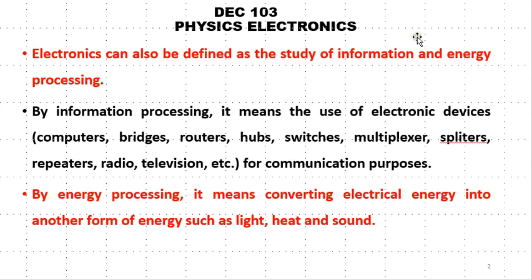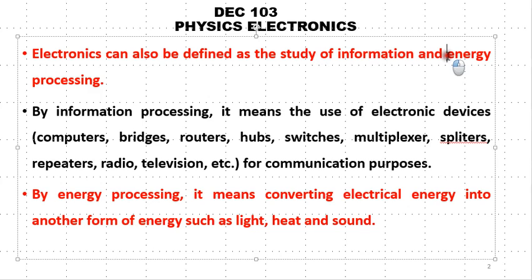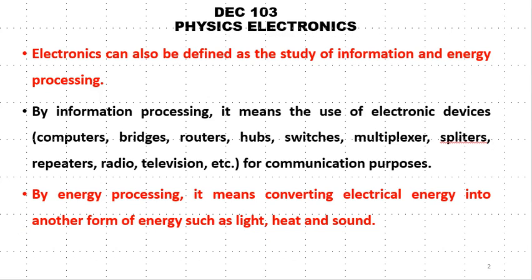And if you look at the second term in this definition, we said energy processing. What do we mean by energy processing? It simply means converting electrical energy into another form of energy, such as changing it from light to sound to mechanical energy to any other type of energy. So here we have seen 3 different definitions of electronics.